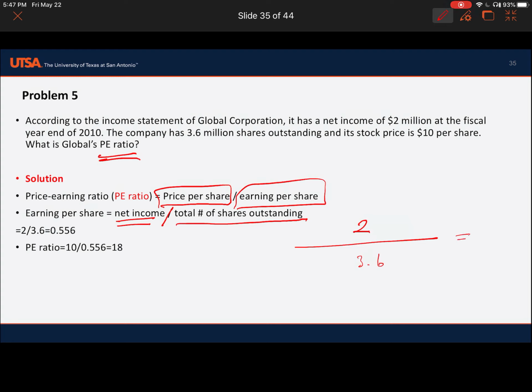What is earnings per share? It is 0.556. This is just one part of the question. Now we have earnings per share. What is price per share? Price is already given to us, which is 10. So price per share is $10, and earnings per share is 0.556, and the price earnings ratio is 18.